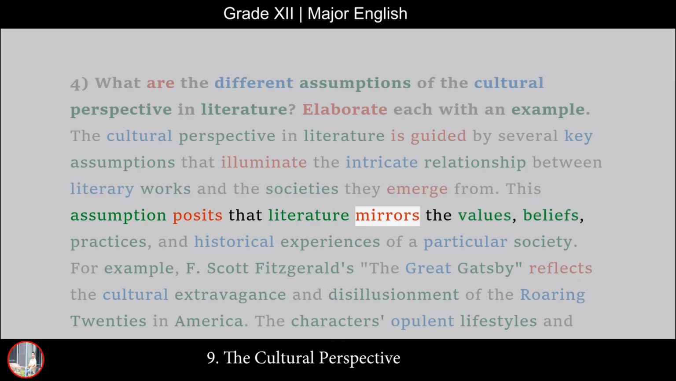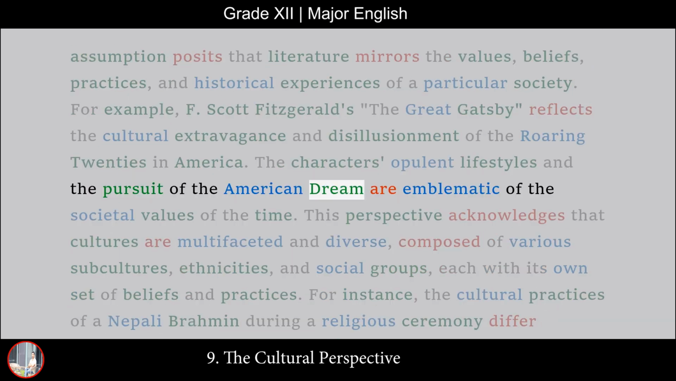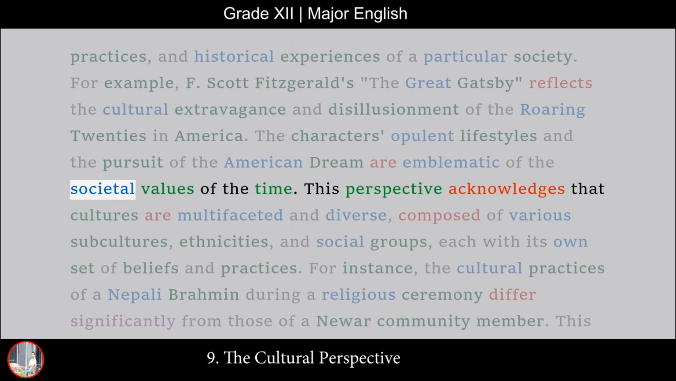This assumption posits that literature mirrors the values, beliefs, practices, and historical experiences of a particular society. For example, F. Scott Fitzgerald's The Great Gatsby reflects the cultural extravagance and disillusionment of the Roaring Twenties in America. The characters' opulent lifestyles and the pursuit of the American dream are emblematic of the societal values of the time.